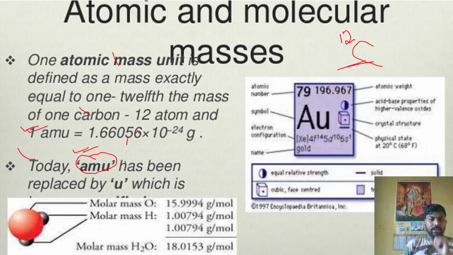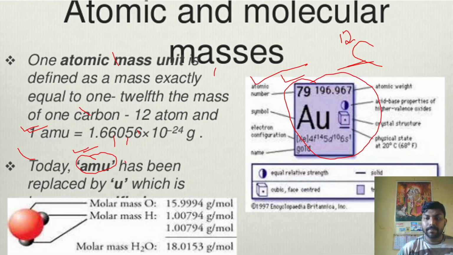Here one picture has been given, with one element symbol and a lot of things mentioned. You may ask, sir, what does it mean and why is it given here? First of all, it comes from the periodic table, and how to read the periodic table is also very important. It is the symbol of gold, and on the left side the atomic number has been mentioned.